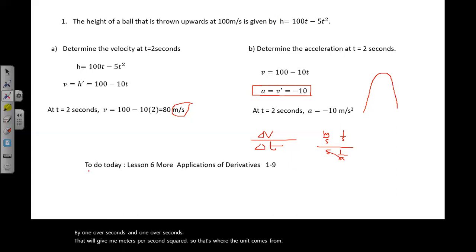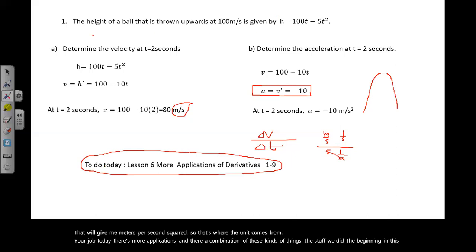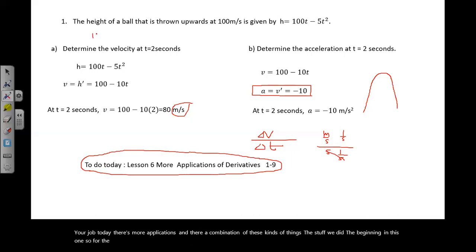Your job today, there's more applications, and they're a combination of these kinds of things, the stuff we did at the beginning in this one. So for the non-physicky people, velocity, derivative of height, acceleration, derivative of velocity. All right, off you go.